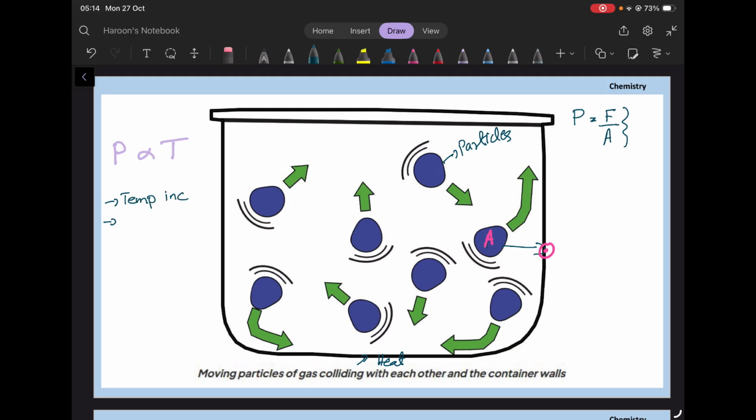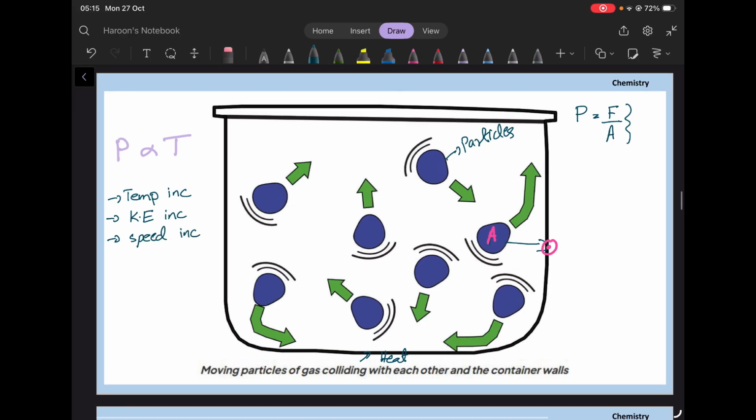That would increase the kinetic energy of the particles. KE means kinetic energy of the particles would increase. The speed of these particles increases because of the kinetic energy formula, half mv squared. Although you don't really need to know this for chemistry, you do need to know this for physics. So kinetic energy and velocity have a direct relationship. So when we increase the kinetic energy, the speed of the particles increases.